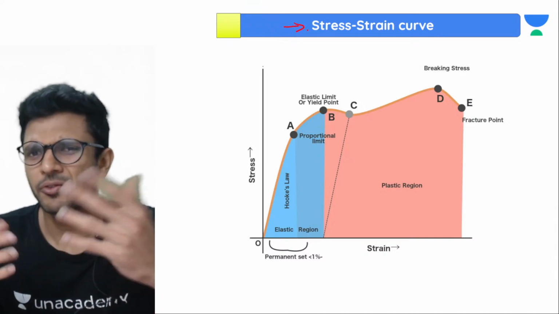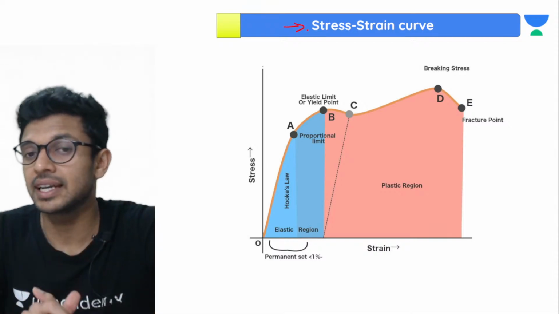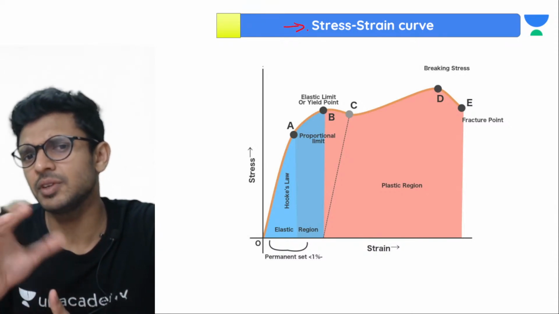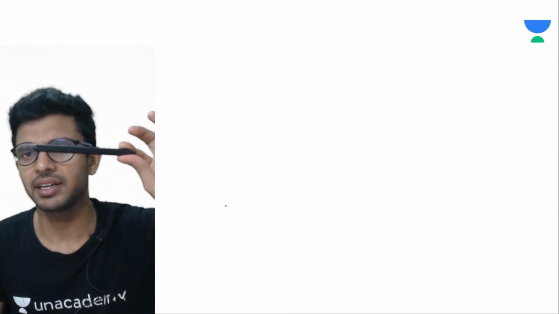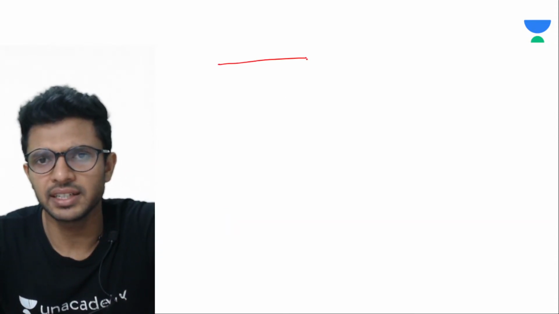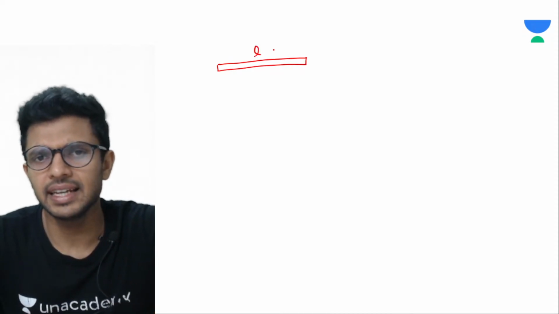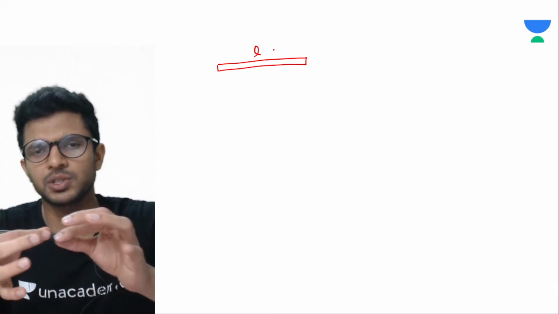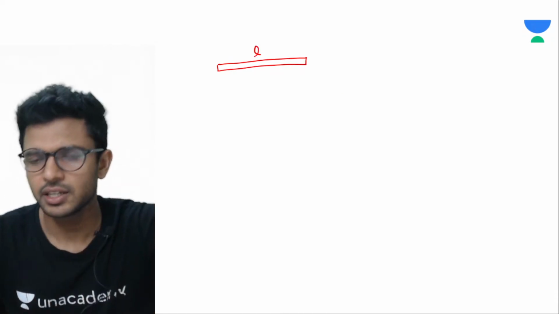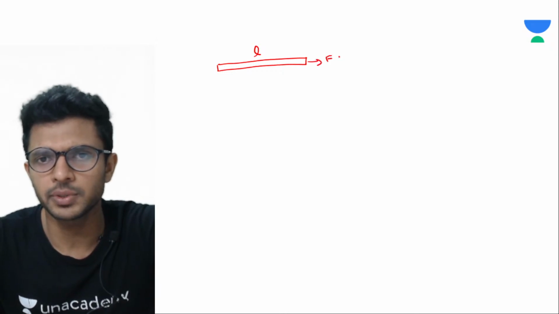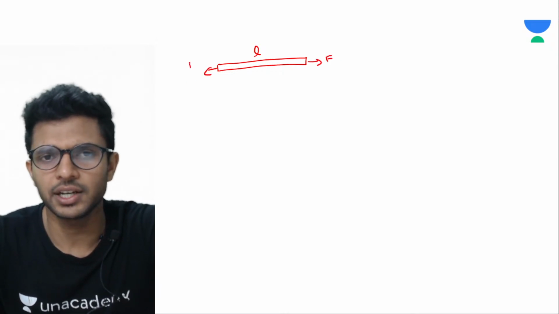Now first I'll explain how this particular graph was obtained. Then we will look into this graph very thoroughly. Let's say you are having a body of length L in your hand. So scientists actually took a body of length L in their hand. What did they do after that? They started to apply force on the body. Equal and opposite forces were applied on the body.